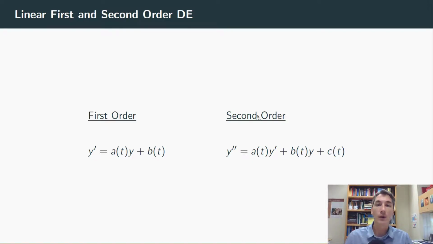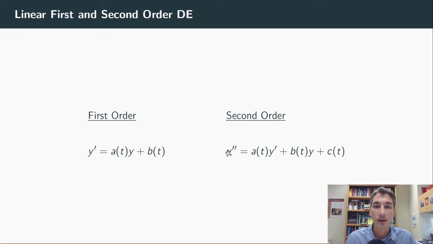Now, second order, that means we've got a second derivative, and then we put everything else on the right-hand side. But again, the y prime and the y are by themselves, except possibly multiplied by a function of t, the independent variable, and b of t for the y, and then another third possible forcing function, c of t. A good example of this would be anything coming from Newton's second law, F equals ma. So you'll notice in F equals ma, a stands for acceleration. That's the second derivative of position.